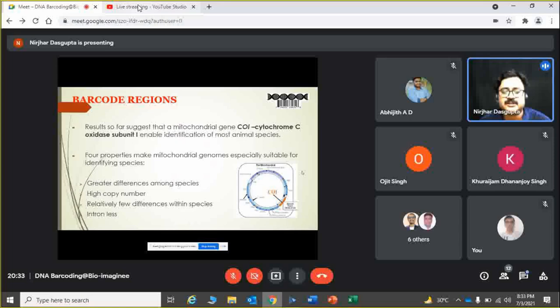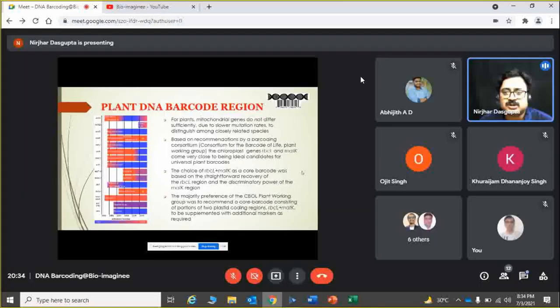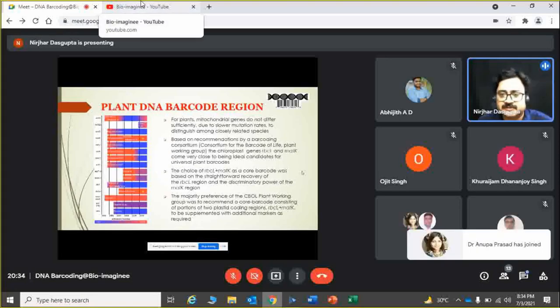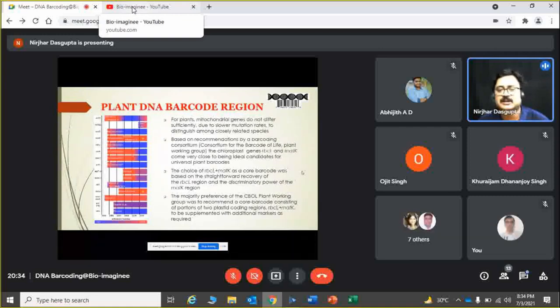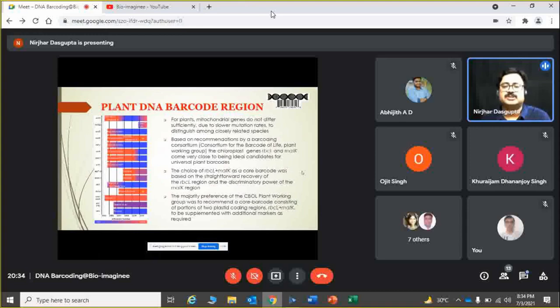But this COI does not work for plant systems. It has not worked for identification of plant species, and could not be used as a barcoding region for plants. The reason is that mitochondrial genes do not differ sufficiently due to their slow mutation rate. That is why COI, a mitochondrial gene, could not distinguish plant species from one another, so the segregation is not that good.